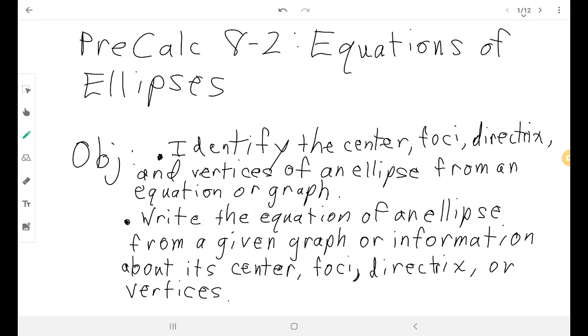We're talking about pre-calculus, the Edgenuity section 8.2, which is equations of ellipses. The plural of an ellipse is ellipses. We have two pretty big objectives. One is to identify the center, foci, directrix, and vertices of an ellipse from an equation or graph. The second is to write the equation of an ellipse from a given graph or information about its center, foci, directrix, or vertices.